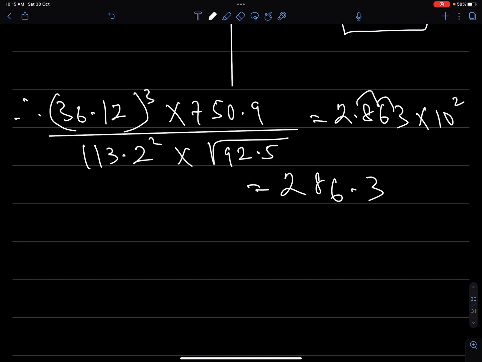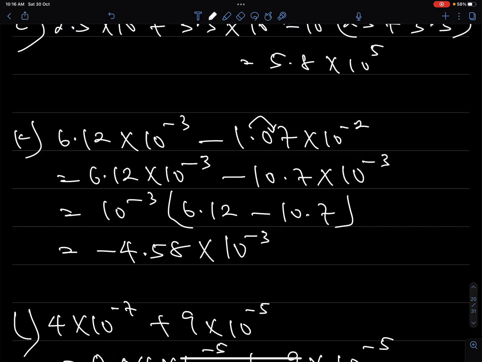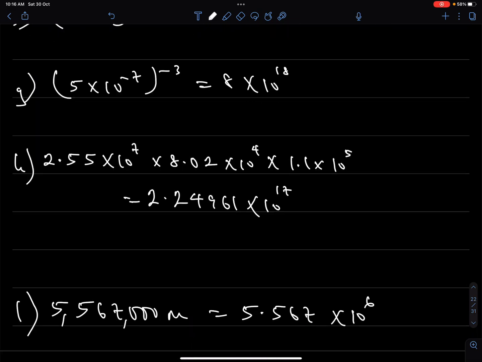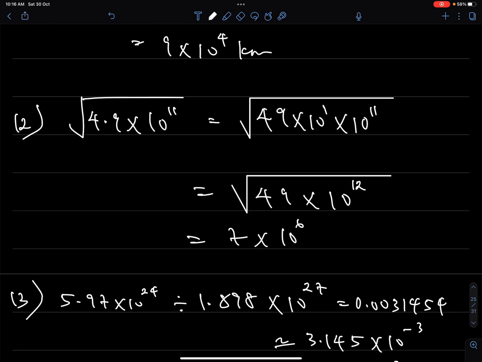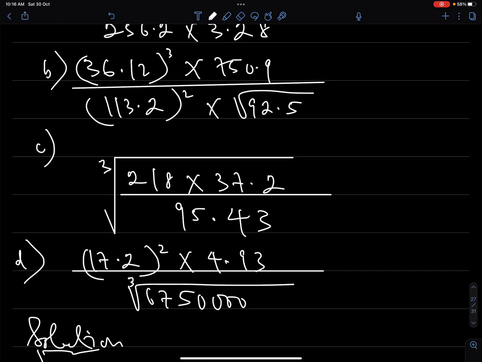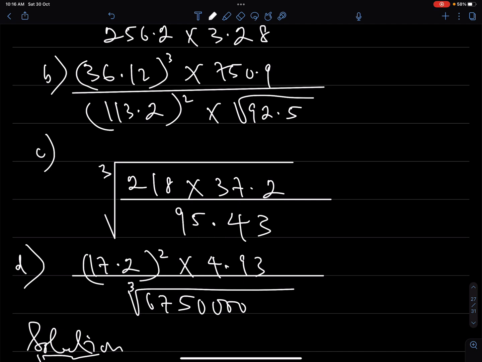No, start here. That space is a little too small. 218. Did I copy the correct question? Is it not decimal? Okay, this is not yours. It starts from number 30. Question C. 218 times 37.2. I'm going to copy it. That's it now. That's C. You copied the correct thing. I thought all of them would be decimal.